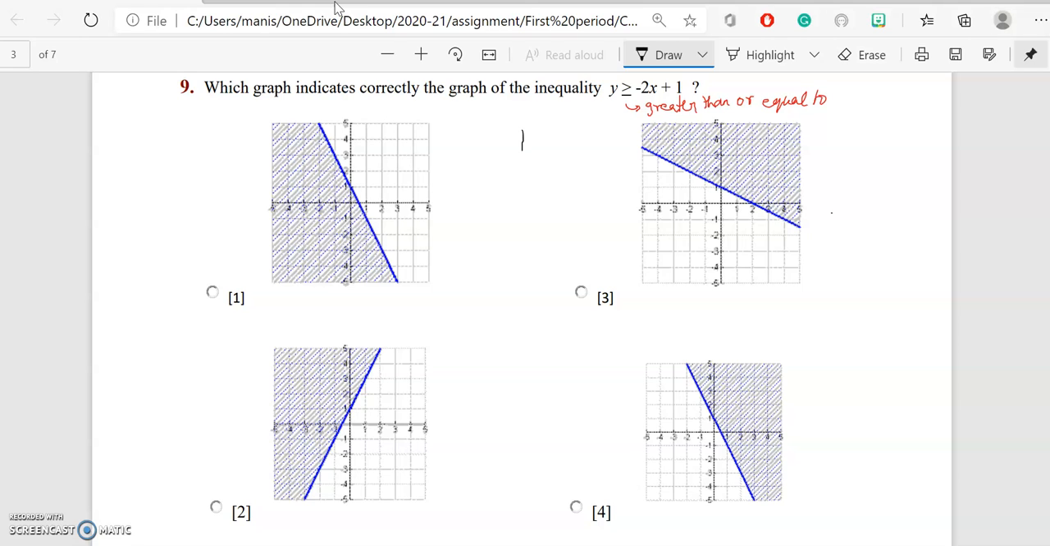So this is my y-axis over here, and this is my x-axis over here. This is my 0, x and y. First of all, it says y is greater than or equal to negative 2x plus 1. First of all, you will plot this point. This is called the y-intercept. The y-intercept is the value of y when x is 0. So since x is 0, y will be 1 over here. This is my first point over here. This is how you plot the line.